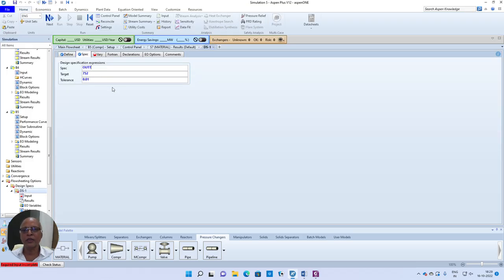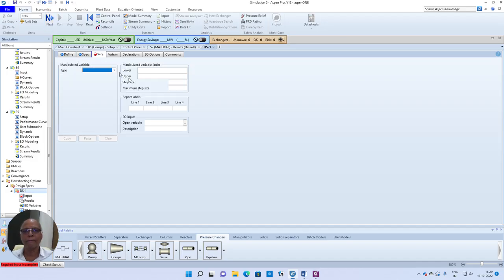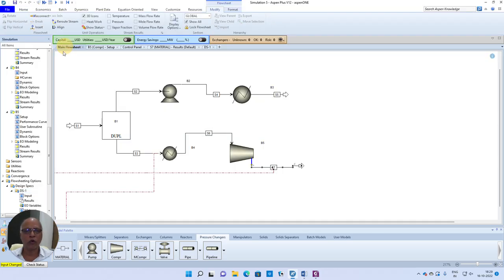So the vary variable is a block variable. Block is B4 and the variable is temperature. So we know even 500 was not enough, so I would like to go from 500 up to 700. Anyway, suppose if it is at 700 after compression, the solution is expected to lie somewhere between 500 and 700. If you are not sure, you can even give a higher value. So we have completed the design spec information. So you can see what is going to happen.